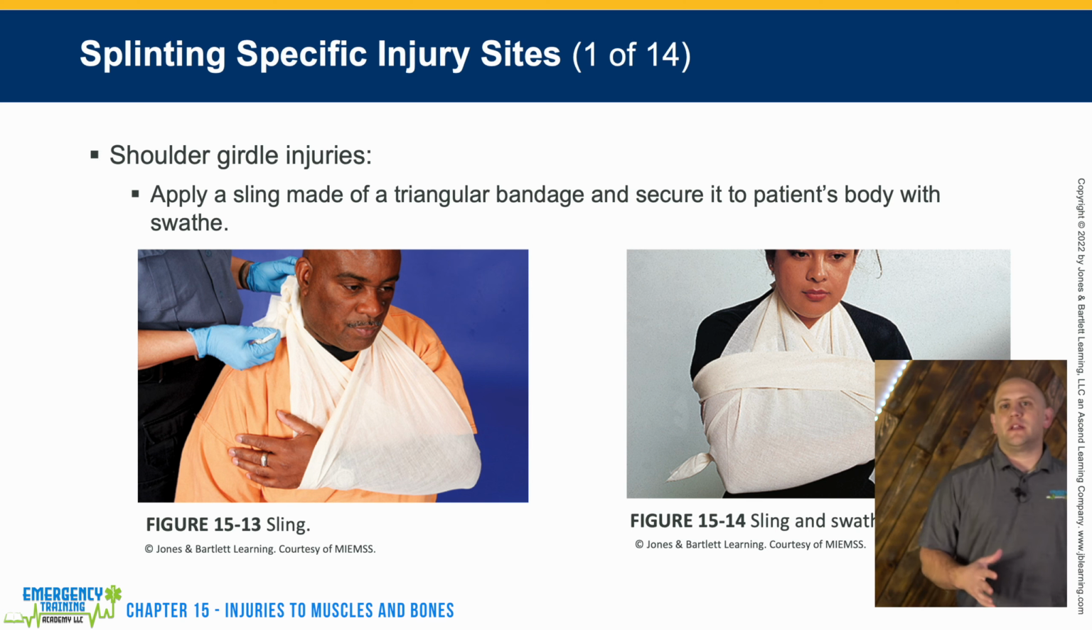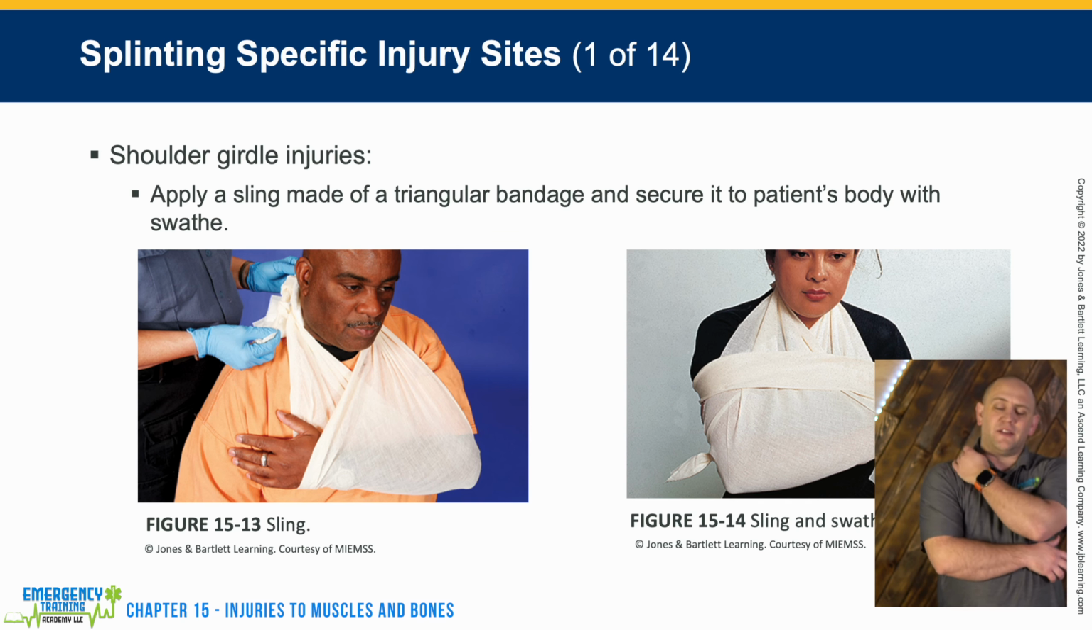Looking at splinting specific injury sites, if we are splinting the shoulder girdle, we want to make sure that we are preventing any movement. So remember, above and below the joint. So making sure that we have immobilized the arm. And then as we try and immobilize above that joint, it's difficult because it really is the top of everything. So we want to use any triangular bandage or clothing that we can use to make a sling, holding that arm in a position of comfort.